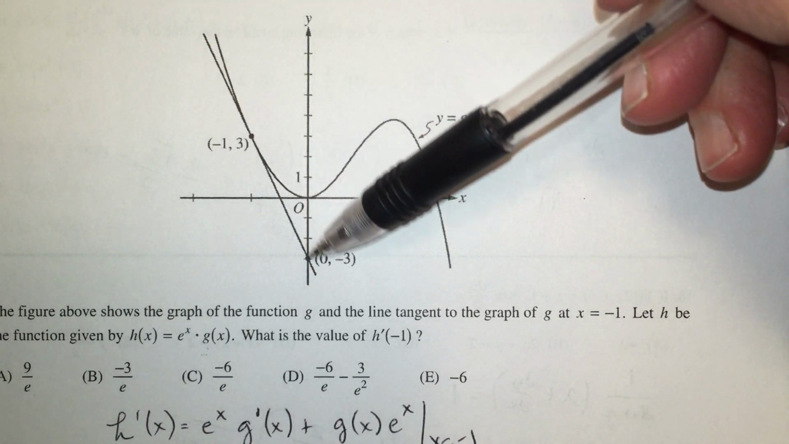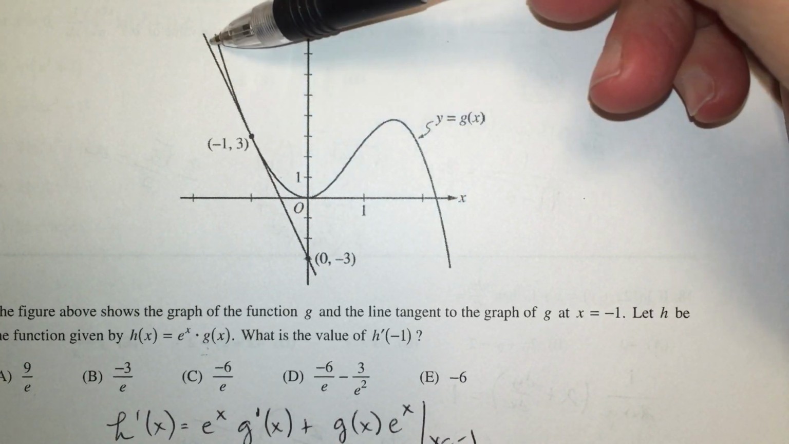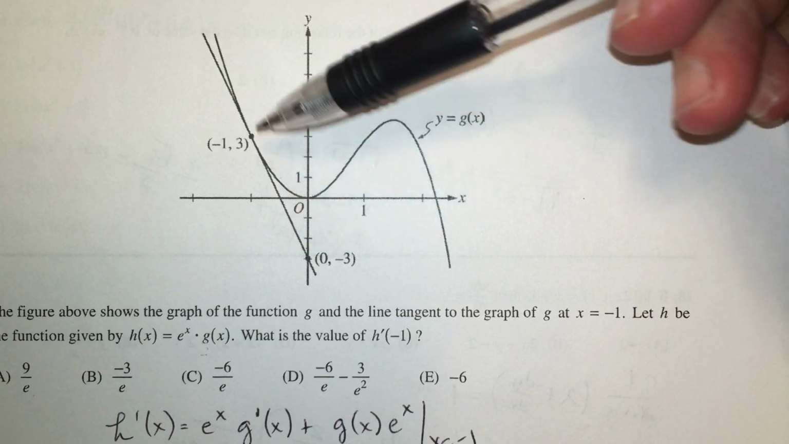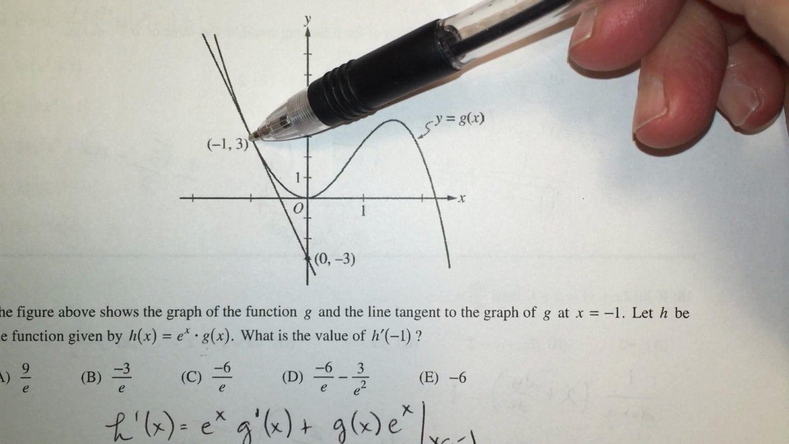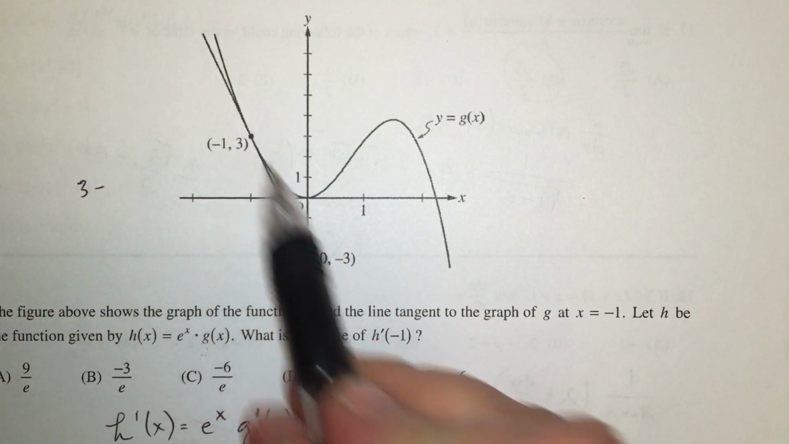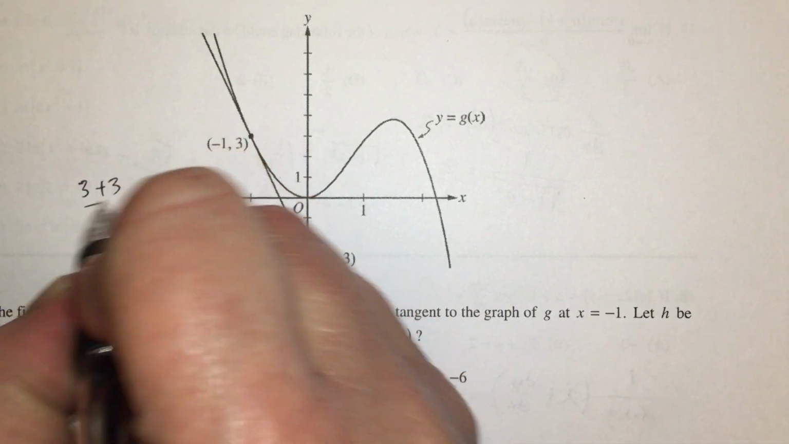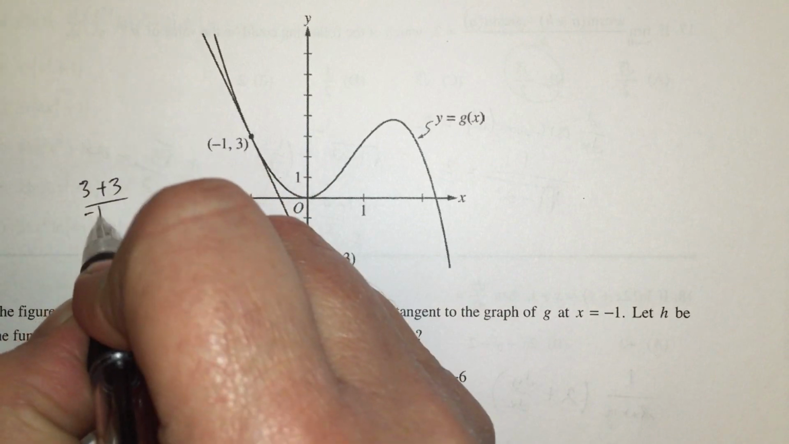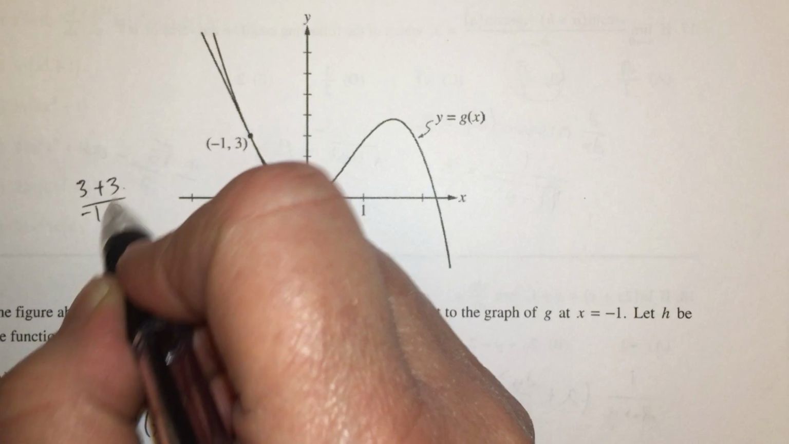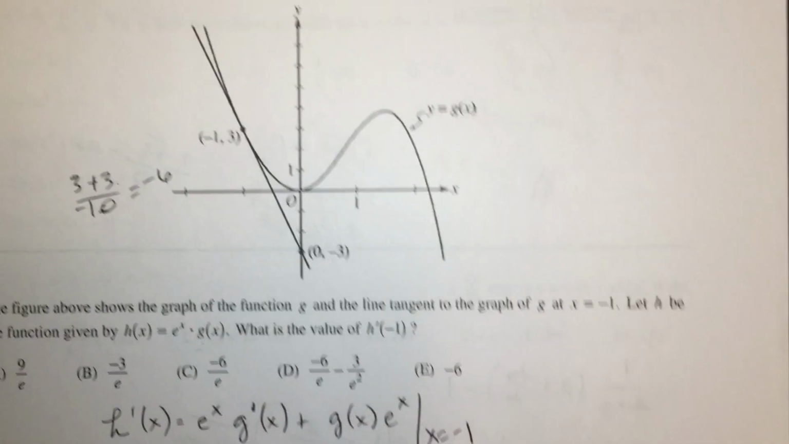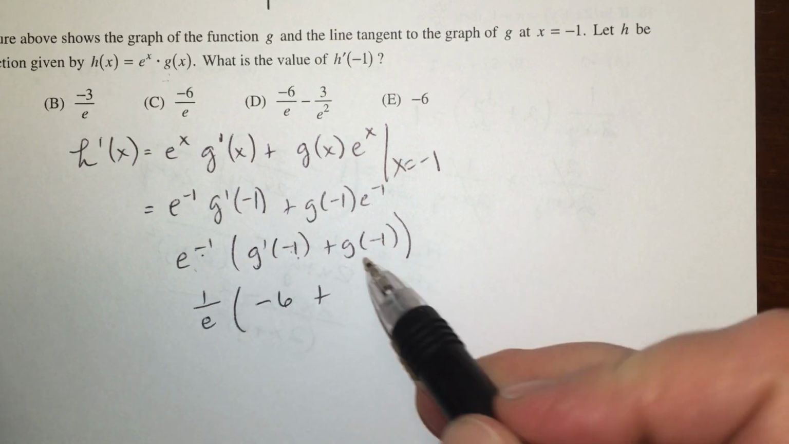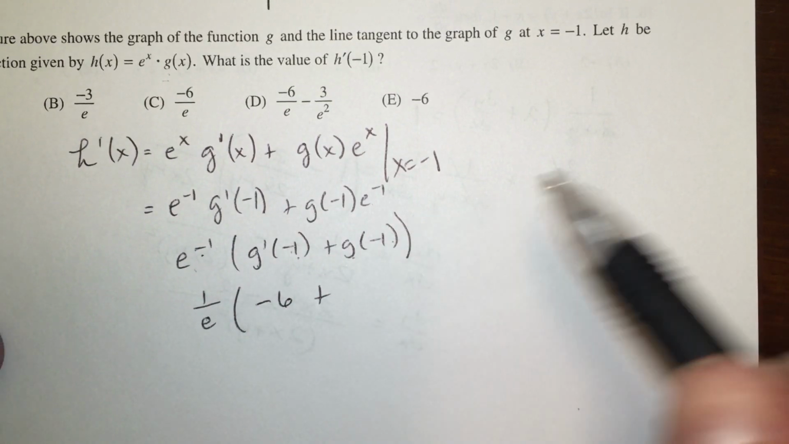This line is tangent to g, and so the slope of this line that's tangent to g represents the derivative of g at x equals -1. So if we find the slope of that line, it's going to be the change in y, which is 3 minus -3, or 3 plus 3, divided by -1 minus 0. So just -1. So we get -6 for the slope. So g prime at -1 is -6, and we're going to add to that the value of g at -1.